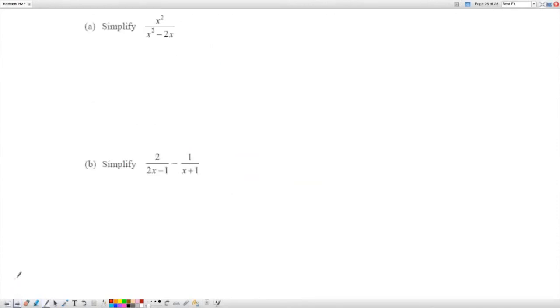Here we're asked to simplify this algebraic fraction. We need to factorise both the top, the numerator, and the denominator. So take out a common factor of x at the top, and also here x minus 2. We can cancel our x's here, and are left with x over x subtract 2.